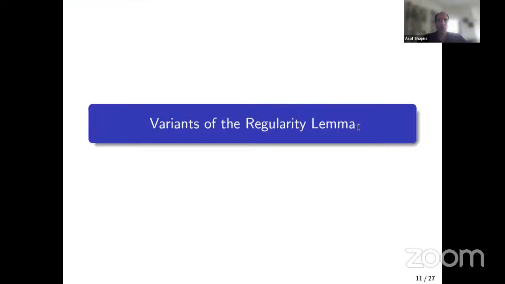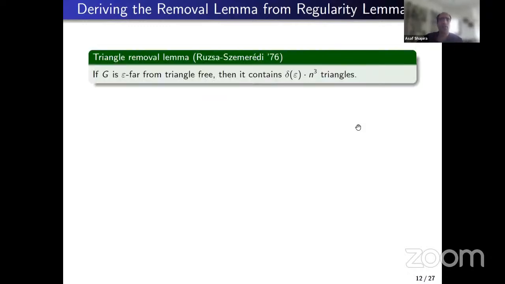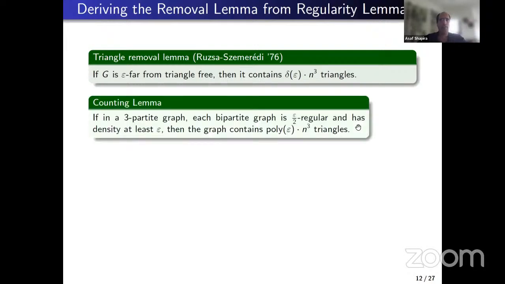Okay, so let me now move to talk about variants of the regularity lemma. So let's first see how one derives the removal lemma from the regularity lemma. So I remind you what the triangle removal lemma is. It says that if you need to remove epsilon n squared edges from a graph to destroy all triangles, then it contains delta n cubed triangles.